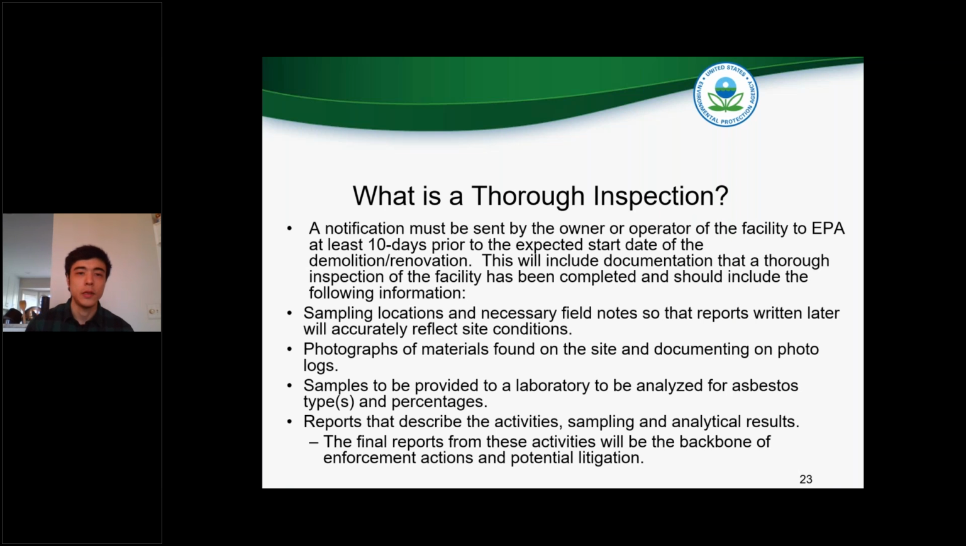So also in the previous slide, we mentioned what is a thorough inspection. Some of you may already know this, but before you demolish or renovate a facility, a notification must be sent to EPA at least 10 days prior to the expected start date of the renovation or demolition. This will include documentation that a thorough inspection of the facility has been completed, and it should include the following information: sampling locations and necessary field notes, photographs of materials, samples to be provided to a laboratory, as well as reports that describe these activities and analytical results. We can go to the next slide.